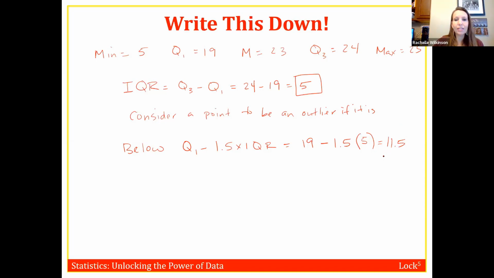All right, so this means that if there are any values in my data set that are below 11.5, I'm going to consider those outliers. And we'll look back at our data set here in just a minute.